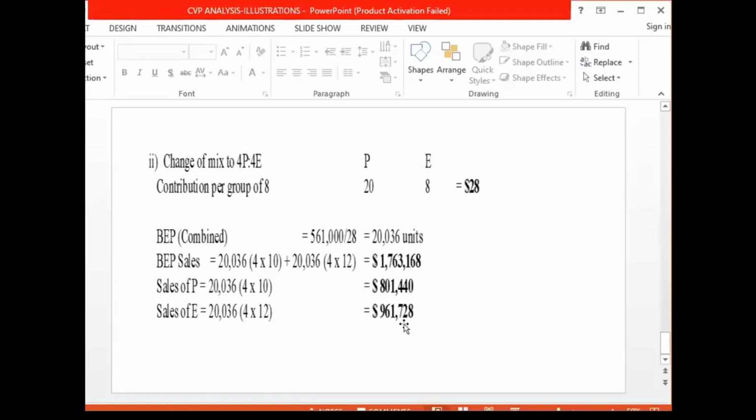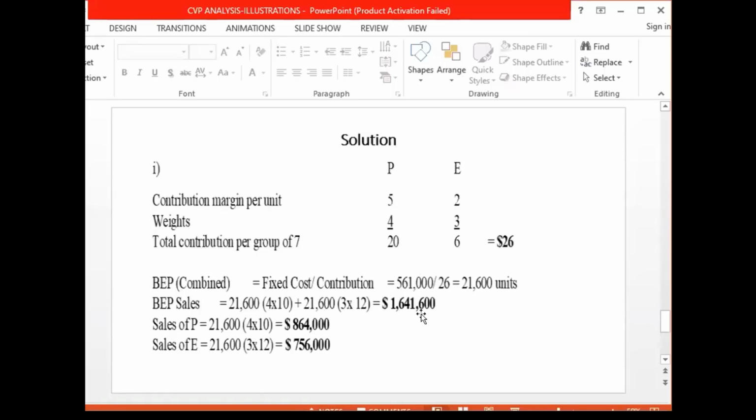This is 1763, and here is 1641. Which one do you go for? Which mix would you go for? Is it 4 to 3 or 4 to 4?